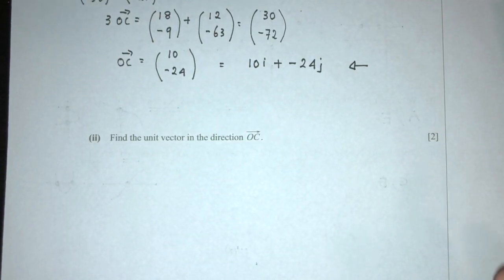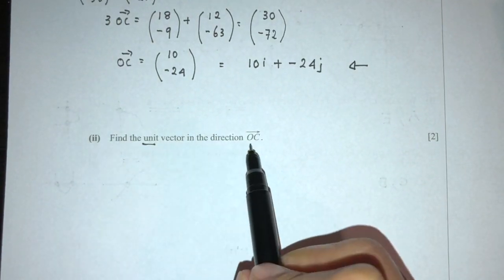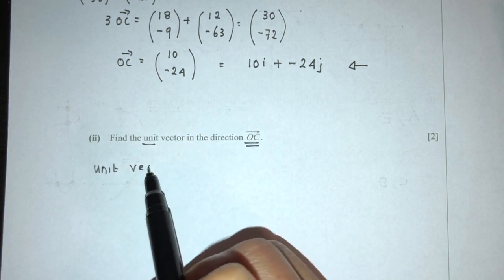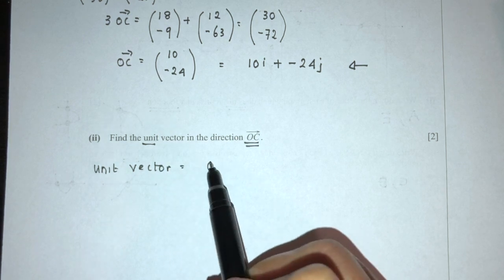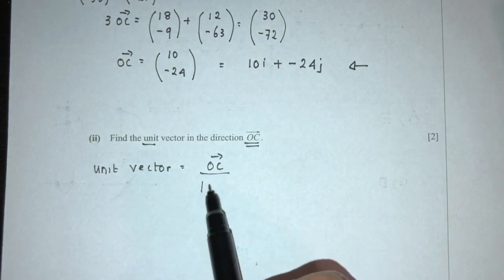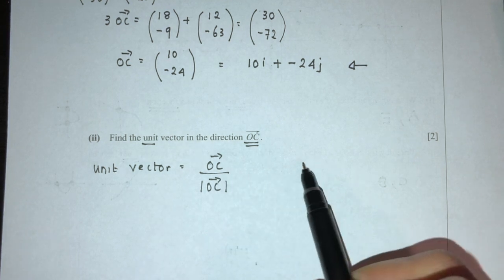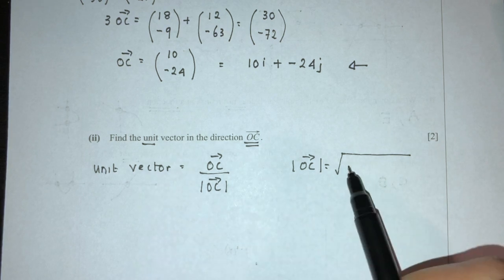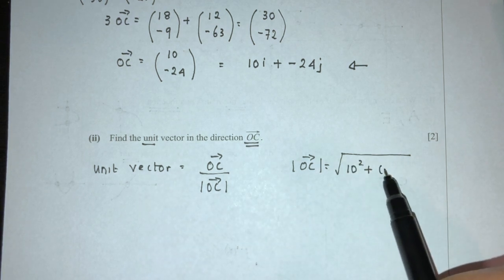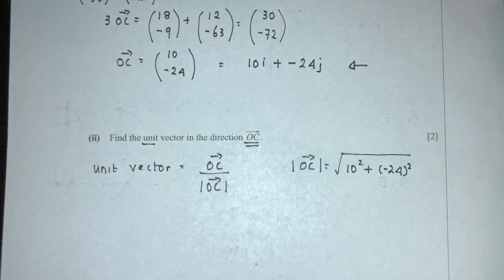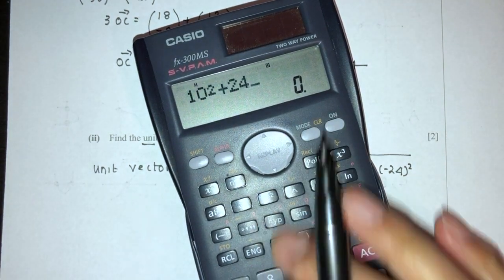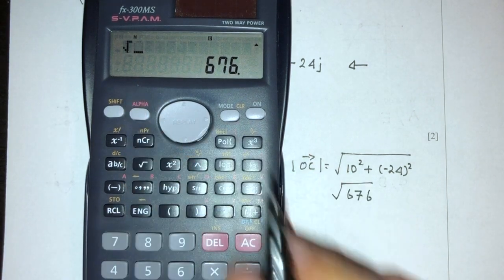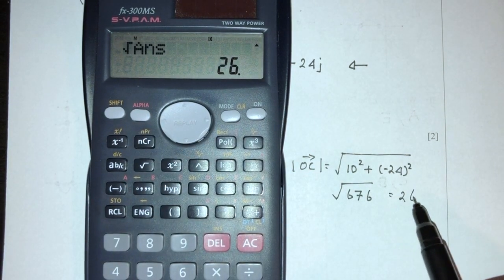Now for part 2, we have to find the unit vector in the direction of OC. So unit vector is defined by what? By OC divided by its magnitude. So what is the magnitude of OC? Pretty easy. It is square root of the first value square plus the second value square. 10 square plus 24 square, that will be root of 676. That will be 26.